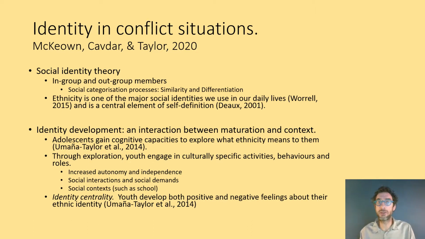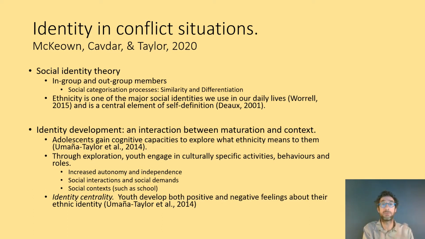Ethnicity, of course, is one of those major social identities that we're going to use in our daily lives, and as other theorists say, it's a central aspect of our self-definition. But it's really important once we start looking at identity development to recognize that there's multiple processes at play. So again, in your second year, you'll have looked at ideas around maturation, stages that one moves through as one matures, and for example, I've given a reference here to the idea of cognitive development, simply allowing you to engage in more complex categorization processes, but also about context.